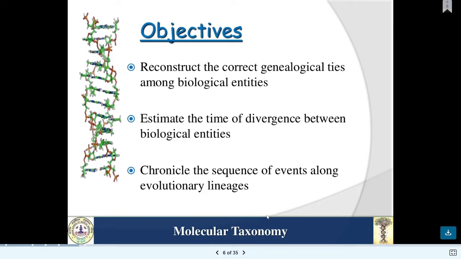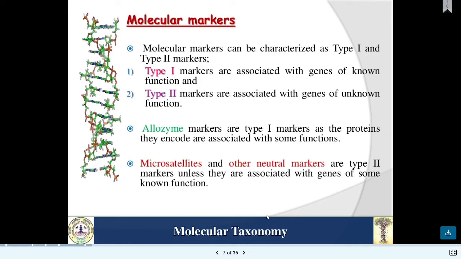The objectives are: to reconstruct the correct genealogical ties among the biological entities, to estimate the time of divergence between biological entities, and to chronicle the sequence of events along evolutionary lineages. Now there are different molecular markers. Type 1 and type 2 are molecular markers. Type 1 markers are associated with genes of known functions, and type 2 markers are associated with genes of unknown functions.